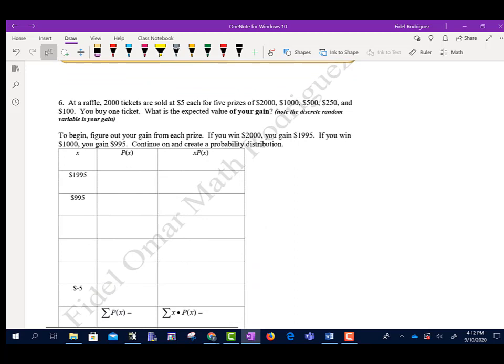It says at a raffle, 2,000 tickets are sold for $5 each. There are 5 prizes of $2,000, $1,000, $500, $250, and $100. You buy 1 ticket. What is the expected value of your game? Okay, so let's see if we can figure this part out.